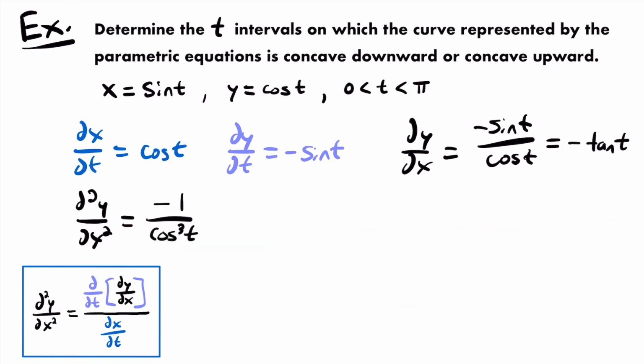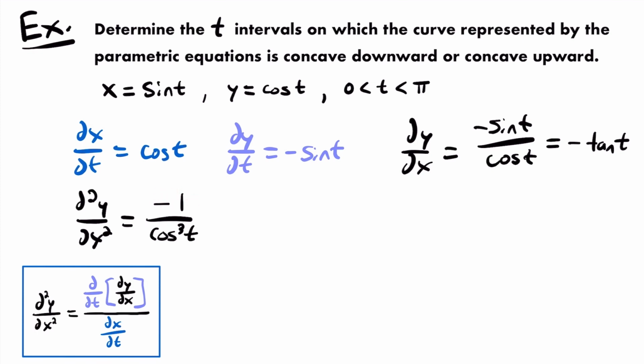Now what we want to do is use that second derivative to determine the t intervals of concavity for the curve represented by these parametric equations. Since our second derivative is a little more complicated, it's not as clear as in the last example what values of t will make this second derivative positive or negative. So we want to use that other method. Let's find any values of t where the curve might change concavity, and we find those values of t by setting the numerator and the denominator equal to 0 and solving for t.